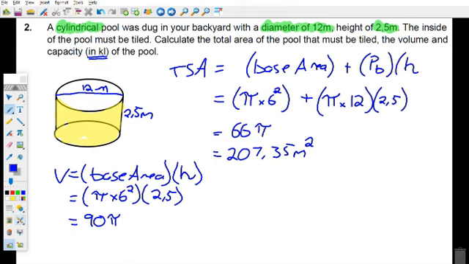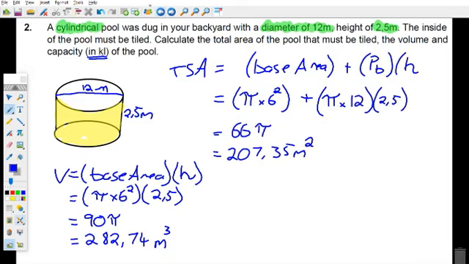I get 90 pi. Anyone get anything different? 90 pi. 95, yes, I was saying 95. Oh, okay, sorry, I'm mumbling. So we're going to have 282.74. And then what's my unit? Meters cubed. Now, capacity in kiloliters.